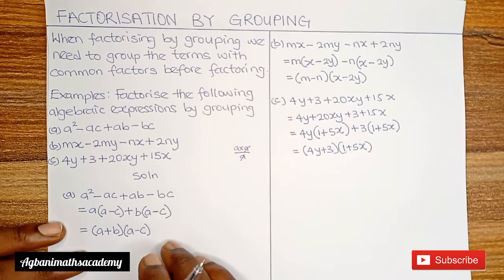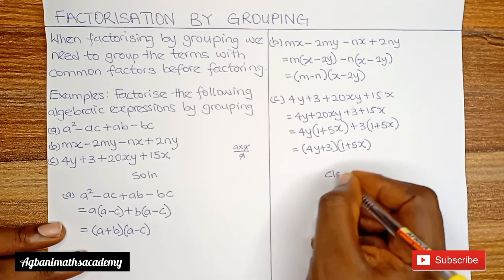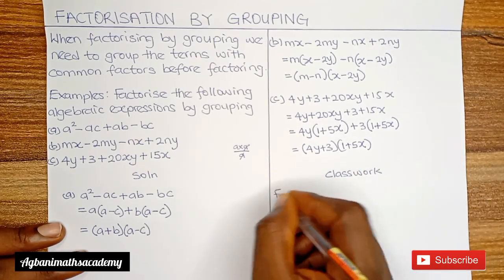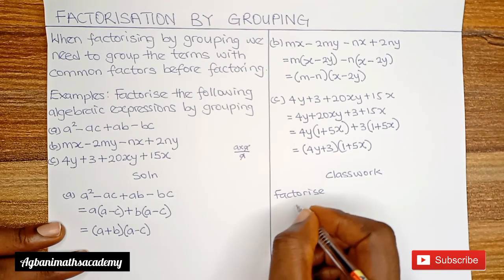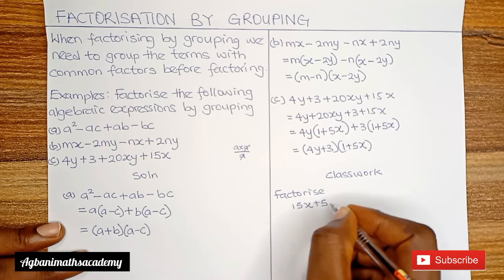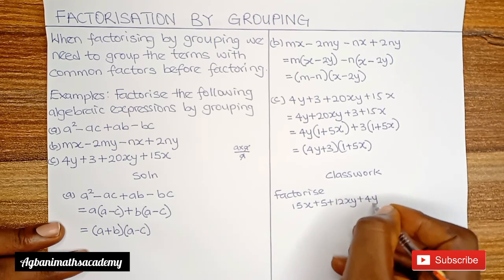Very simple. Okay, so I'd like to give you a classwork. If you really understood the topic, I'd like you to solve this classwork. Okay, classwork. Factorize 15x plus 5 plus 12xy plus 4y.